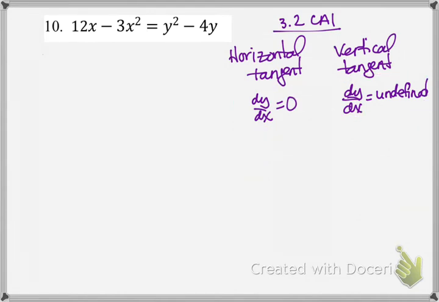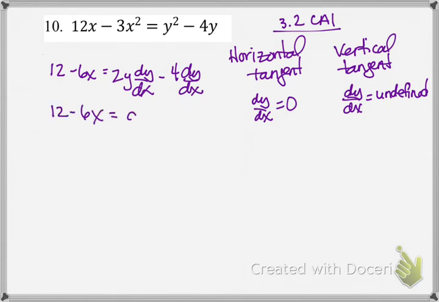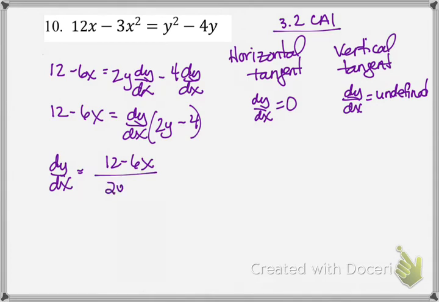So I'm going to do the derivative. So 2y dy/dx minus 4 dy/dx. Now you have to get the dy/dx by itself, so you're going to factor it out. Factor out the dy/dx, and you're left with 2y minus 4, and then divide both sides by it. Now you can choose to simplify that if you want to, since you can divide everything by 2, or just take it from here.